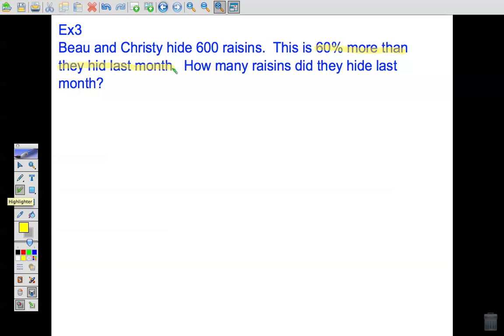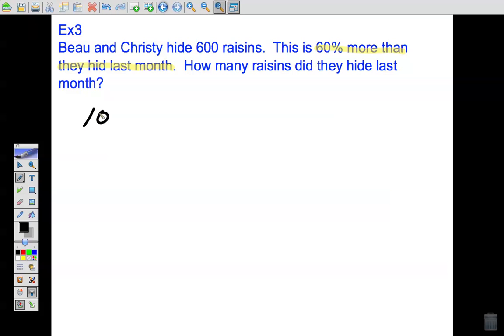So they have 600 raisins right now. This is 60% more than they had last month. How many raisins did they have last month? Well, let's see. 60% more than. So last month they had 100%, right? This is one of those problems where we have to think about more than the percent. So this is 60% more than last month.